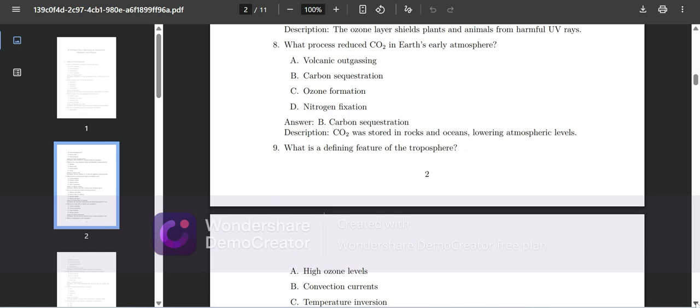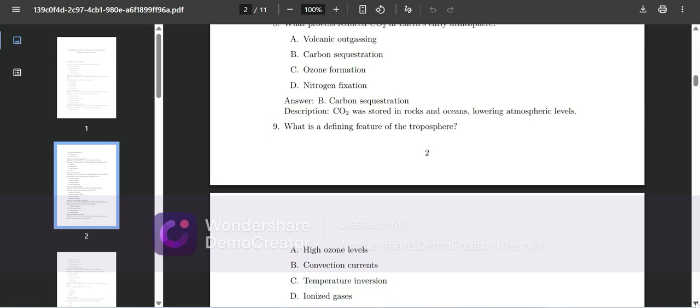What processes reduce carbon dioxide in Earth's early atmosphere? Carbon sequestration. Carbon dioxide was stored in rock and oceans, lowering atmospheric levels.